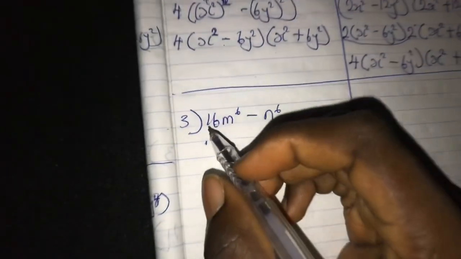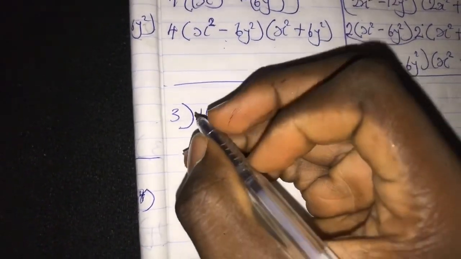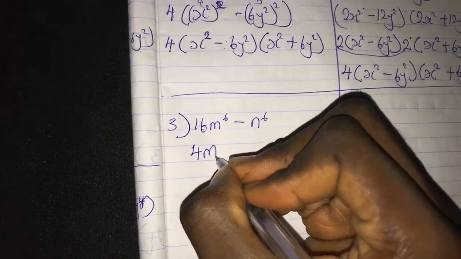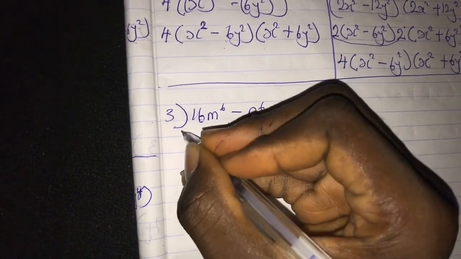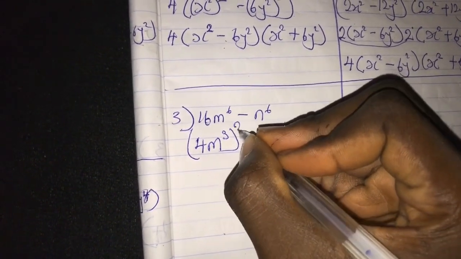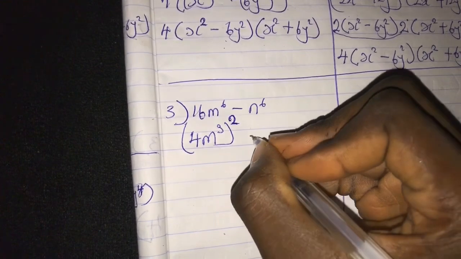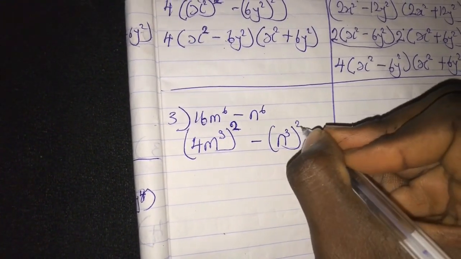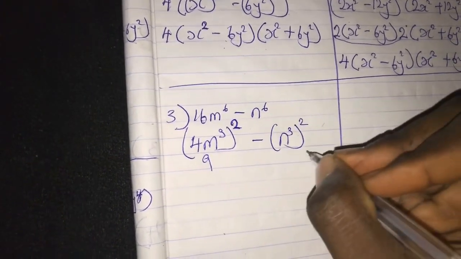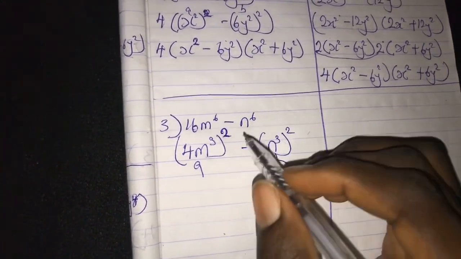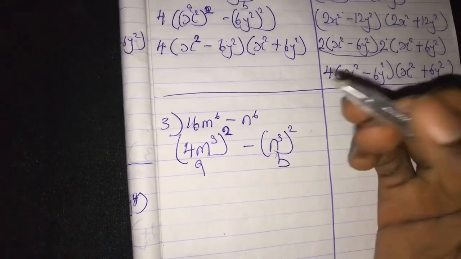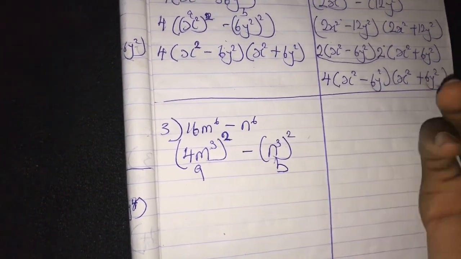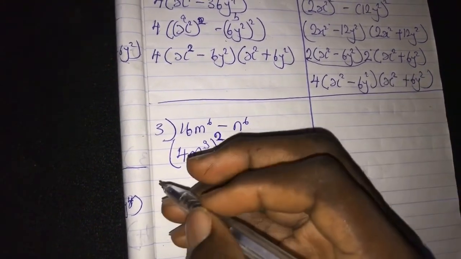So it's quite very simple. So this is what? You can say 4m raised to the power of 3, then you square it, minus, you can just put this as n raised to the power of 3, then you square it. This is our a and this is our b. So if you expand this, 4 times 4 is to give us 16, and m to the power of 3 squared give us this back. So there's nothing special about it.